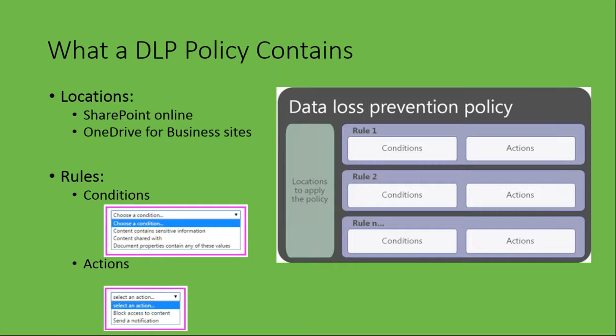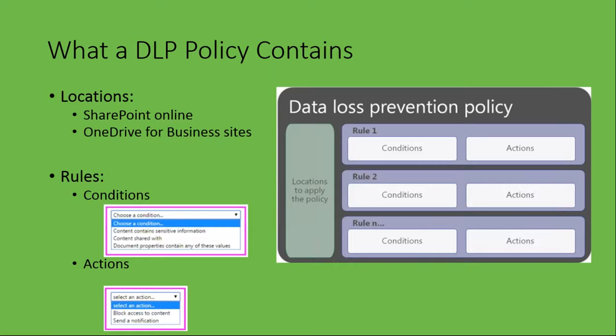So documents could be in any of these sites. We can tell the policy to scan these sites, or we can say scan all the SharePoint Online sites and all the OneDrive for Business sites and identify the sensitive information in the documents. So that is the first part of the policy. Second is the rules. In the rules, there are two main parts, conditions and actions. In the condition, we tell the policy that if my content or my document contains any sensitive information, that's a condition.